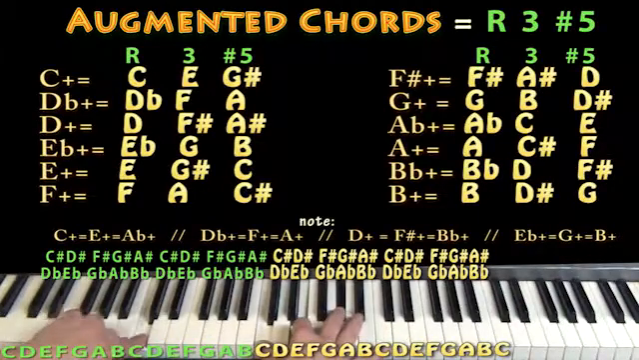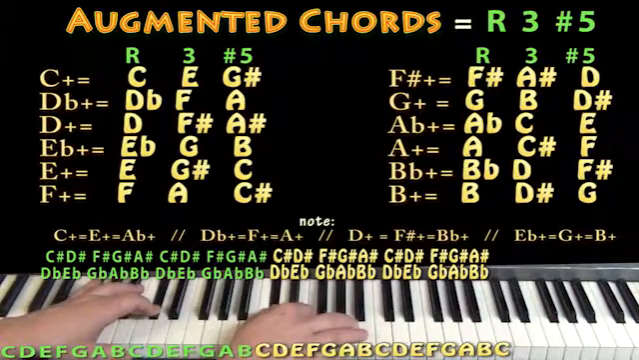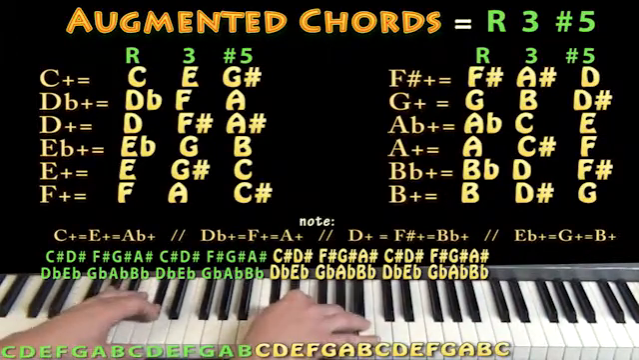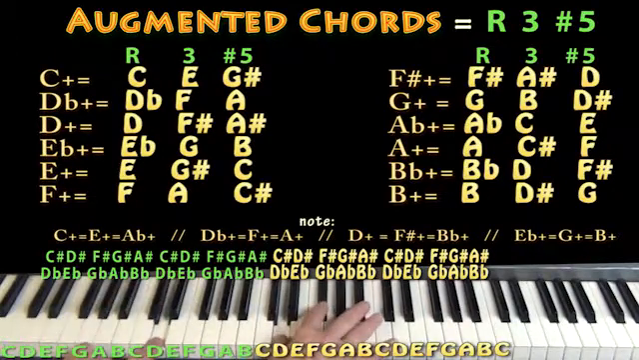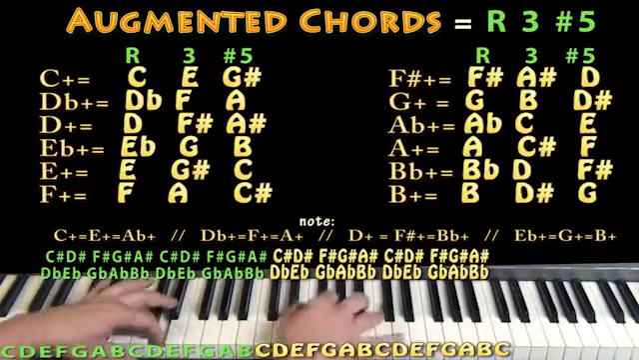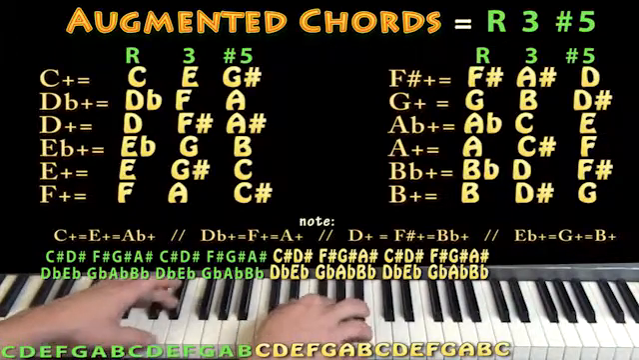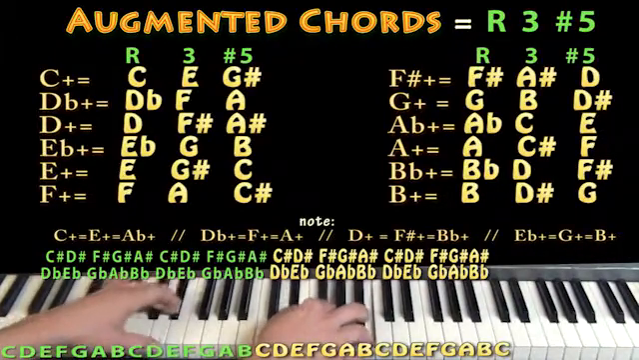But if we did that same idea for the C sharp, we'd have a C sharp and an F, and then an A would be a C sharp augmented. And then for the D, we'd have a D and an F sharp and an A sharp would be a D augmented. And then for the E flat, we'd have an E flat and a G, and a B would be an E flat augmented or E flat plus.